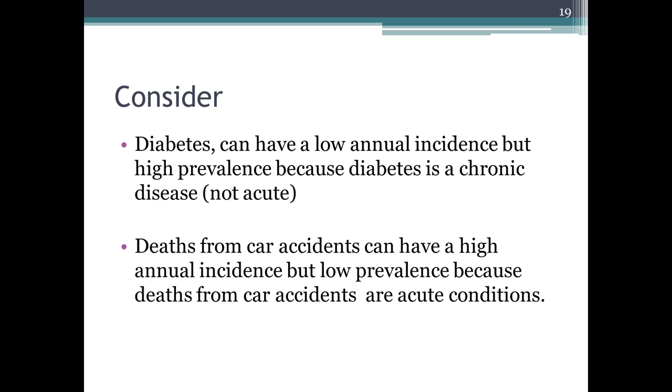Whereas deaths from car accidents can have a very high annual incidence, but they may have low prevalence in one year, because deaths from car accidents are acute conditions. You start counting them from January to December, and you may have low prevalence because they are basically acute conditions. They don't linger, and they don't keep adding up month by month by month. So those are the differences.